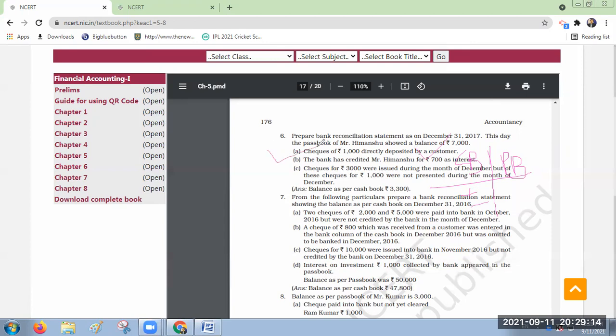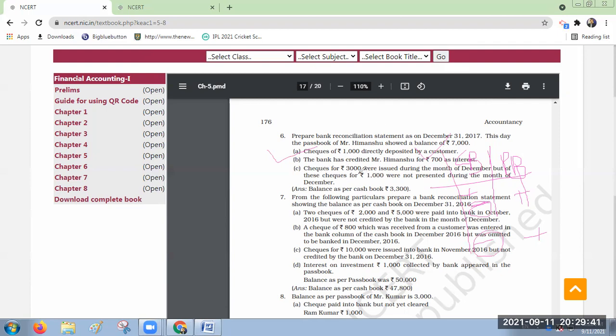Checks of 1,000 directly deposited by a customer means this side plus will be there. Okay. This side minus will be there. This side minus is there. So that is why you will deduct this amount. Okay. Did you understand? Yes, understood. The bank has credited. Credited means this side passbook side plus will come. Automatically this side minus. This side minus is there, you are going to deduct. Okay. Yes, sir.